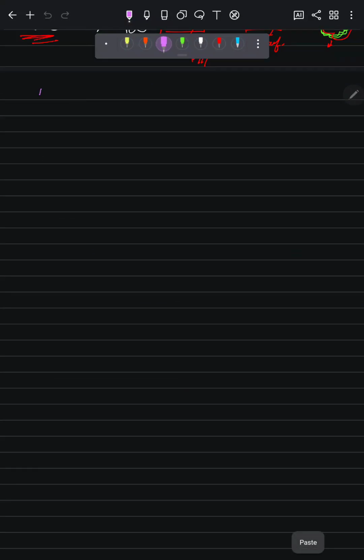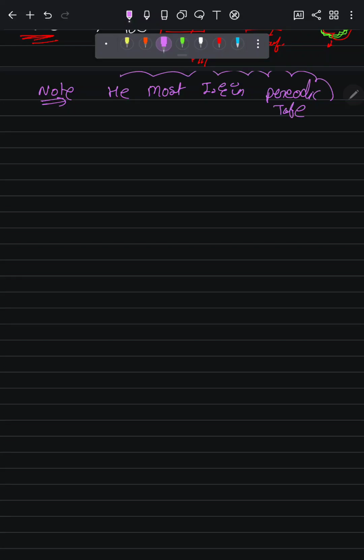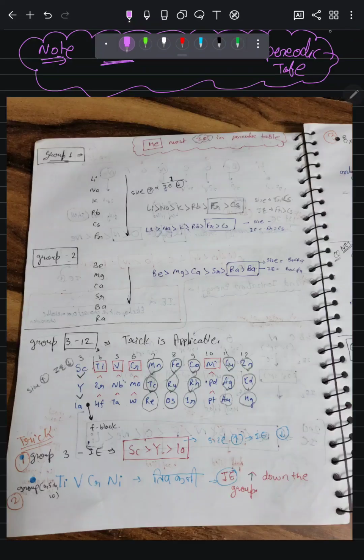And there is one note to be remembered, that helium has the most ionization energy in the periodic table. So it is the most ionization energy in the periodic table, helium. Now let's discuss some groups.